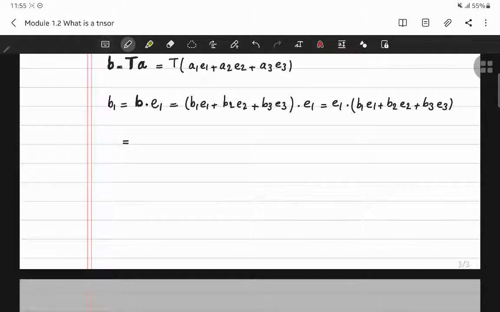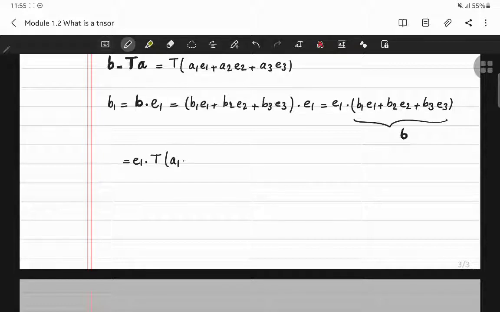So this is equal to TA, which is T here, this expression. So instead of B, I'm going to plug in this here. So we have E1 dot, the bold B, which is the same as this expression here.